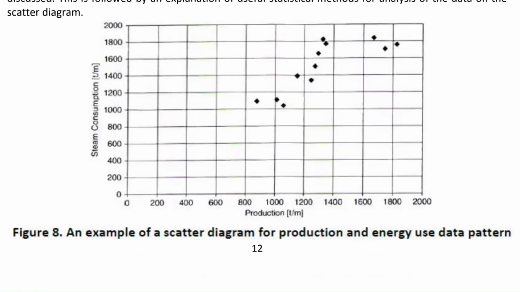So in the present diagram, the y-axis shows the steam consumption in tons per month. This is the steam which is consumed in tons per month, and the x-axis represents the production in tons per month. Okay, it can be of some, say, cement manufacturing plant or steel manufacturing plant.